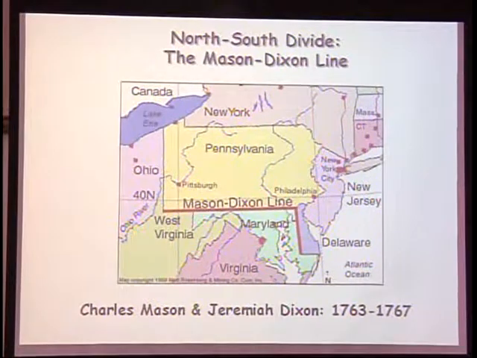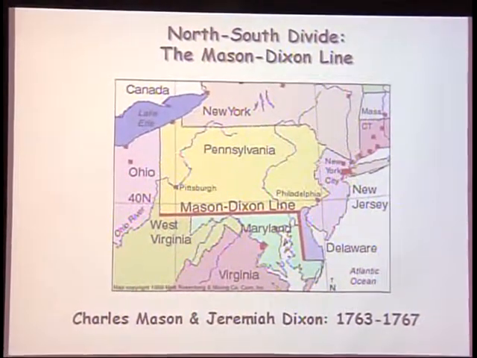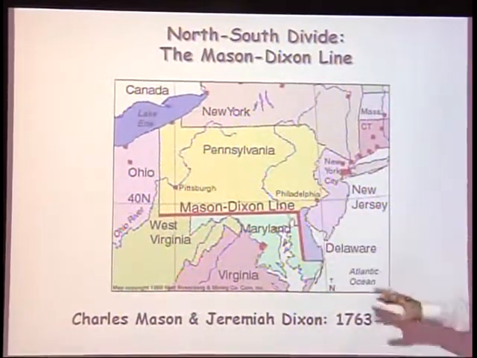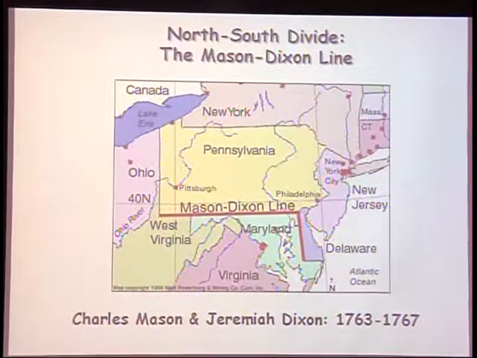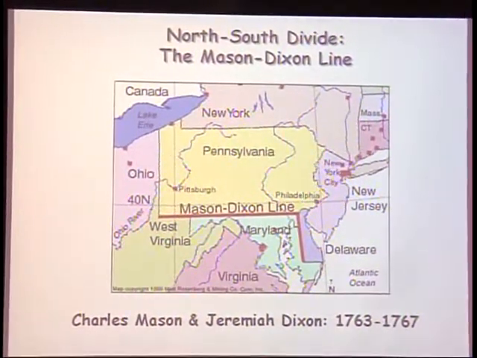Where do we consider the difference between the North and South? Traditionally, it's been what's called the Mason-Dixon line, which you can see here clearly on the map. That's been used as the dividing line between the North and the South. Just an arbitrary line here.